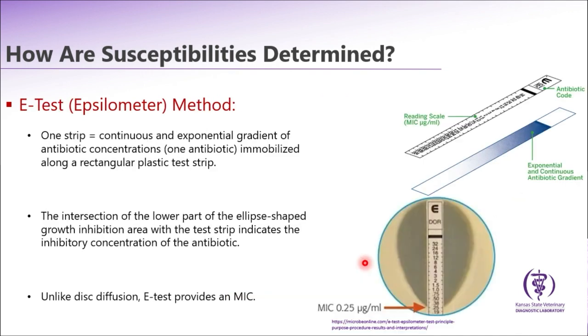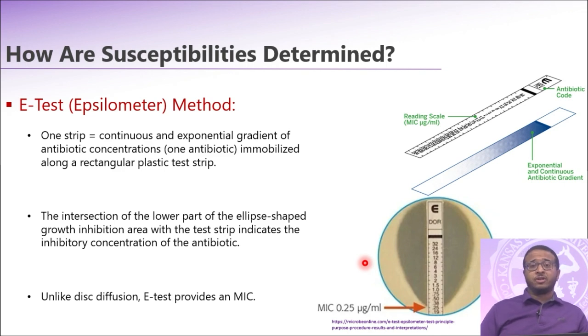Moving on to the second known method for determining susceptibility, which is the E-test or the epsilometer method. It is very similar to the disc diffusion in the sense that it is one antibiotic per plastic strip, but it's also different from the disc diffusion in that it provides us with an MIC. The way it works, it is a plastic strip that is also impregnated or loaded with a gradient of the antibiotic. You see here in the top picture, one side of the strip has the scale, and the other side has the antibiotic gradient in it.